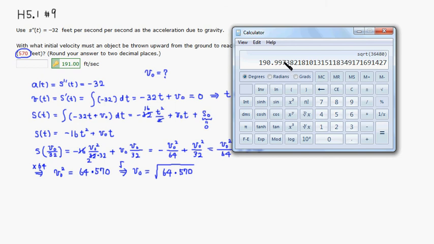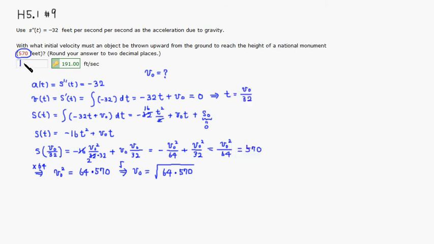Let's say we answer to 2 decimal places. You can see that the 7 rounded up, so the 0 rounded up, and the 0 rounded up, so 191.00. So we have 191.00 feet per second. That's it. I hope that this was clear.